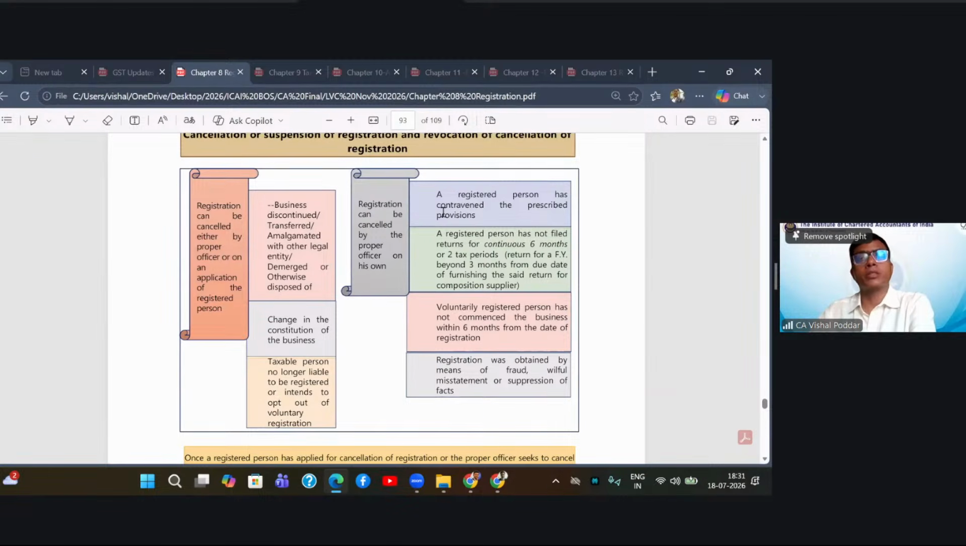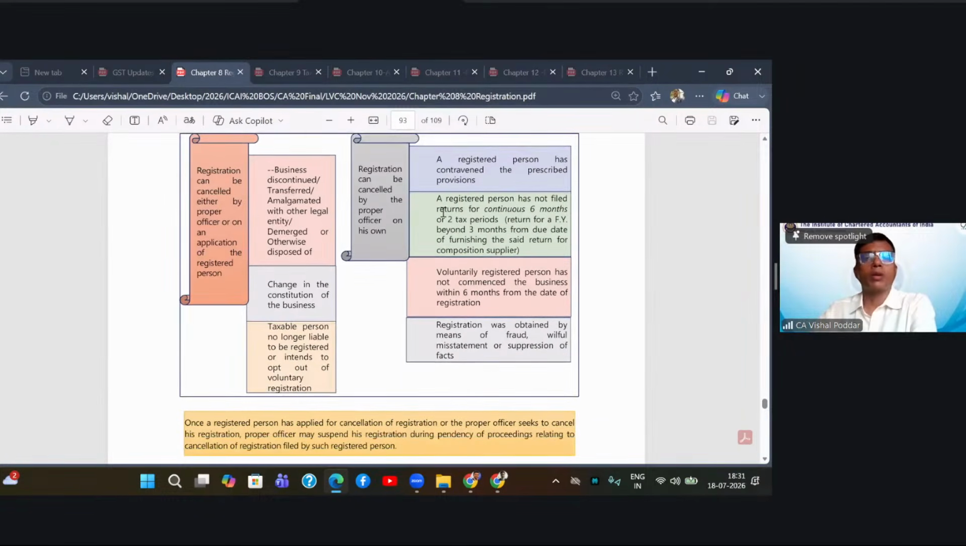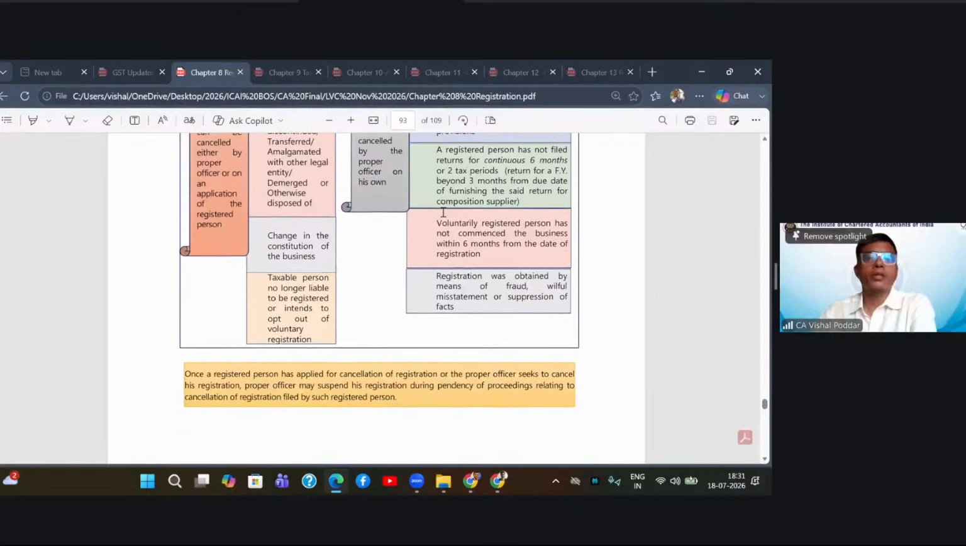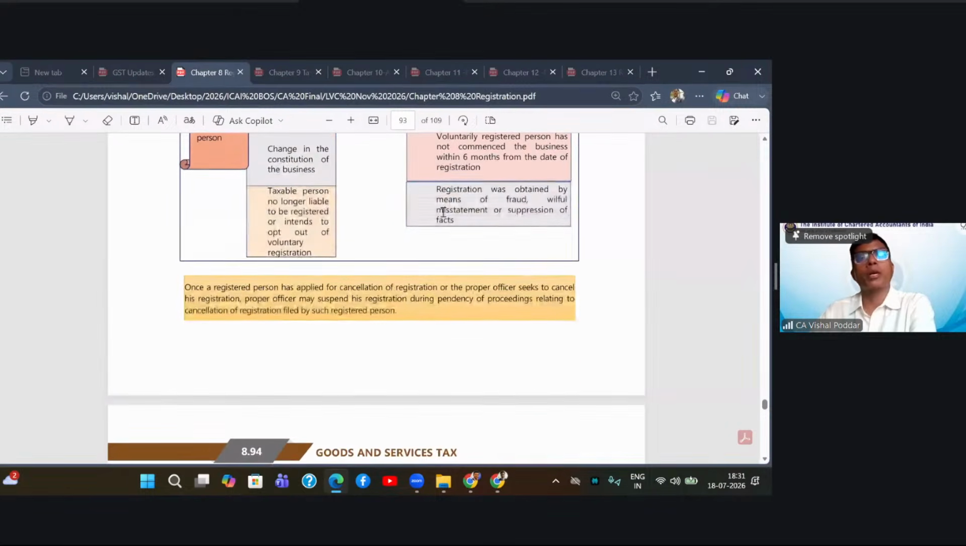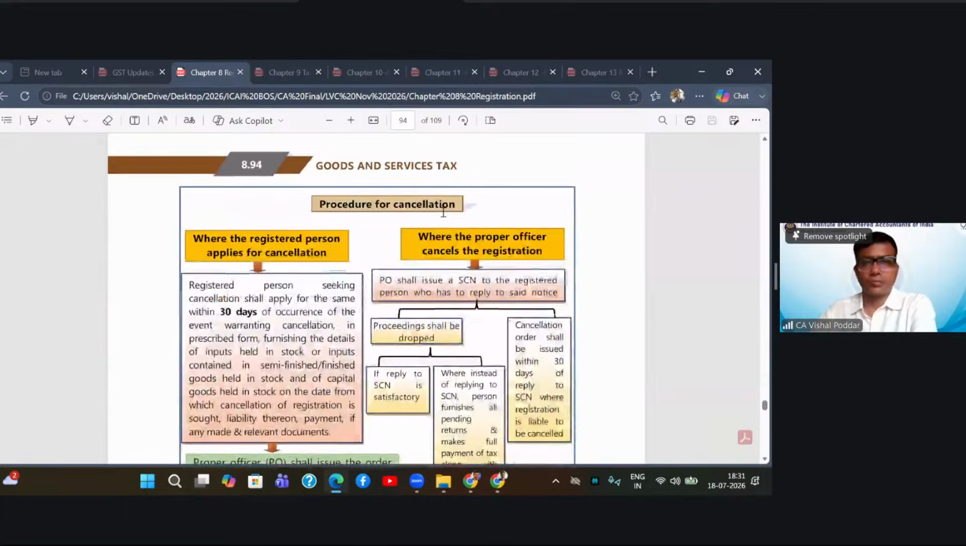But besides this, wherever the officer finds that the person has done some default or entered into any type of bogus activity or contravened the law, or has not filed the returns for a continuous period of 6 months or 2 tax periods, in such cases, the officer may suo motu proceed to cancel the registration.